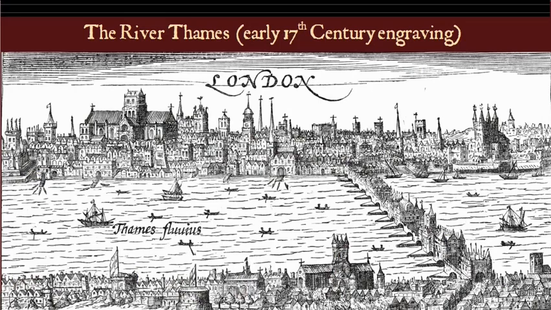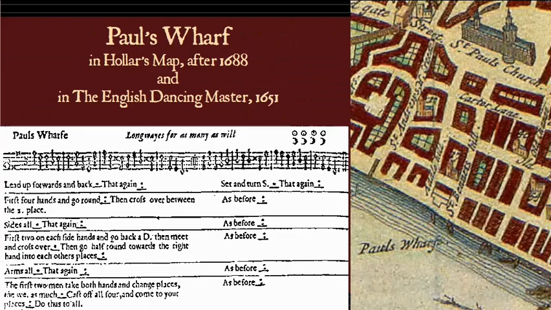The River Thames was extremely important in Playford's time. It was one of the easiest ways for people to travel or for goods to be transported, so it's unsurprising that there are a number of dances named for wharves, water gates, ferries and bridges. Here are a few. Paul's Wharf appears in the English Dancing Master of 1651. The wharf was to the south of St Paul's Cathedral and was the favourite point for the clergy there to begin and end their travel. It was said to date back to Roman times.